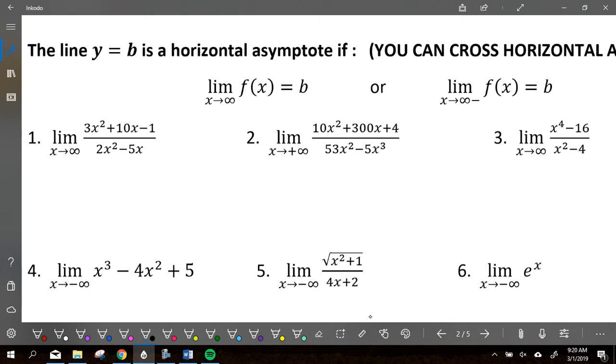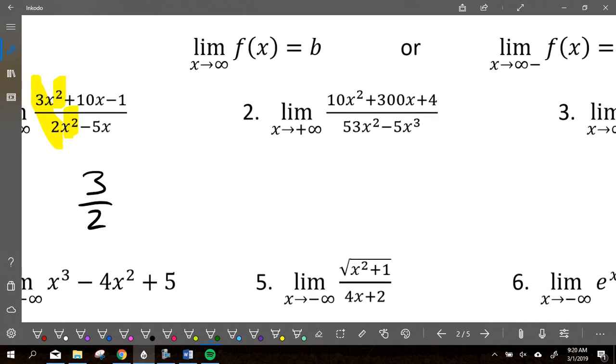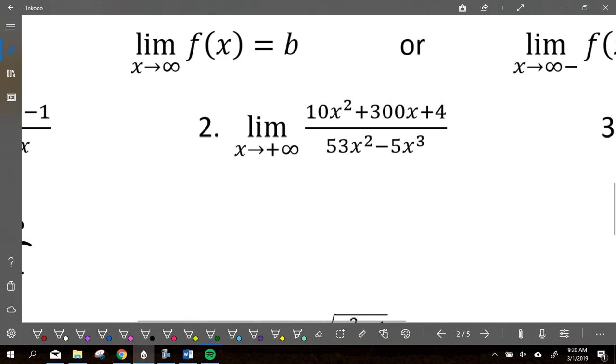Lester, why is it 3/2? Leading coefficients, the degrees are the same. Since the degrees were the same, he looked at leading coefficients. It's 3/2. Number 2, limit as x approaches positive infinity. Positive infinity doesn't matter yet. We'll explain that here in a second. Show me with your fingers, what's the answer?